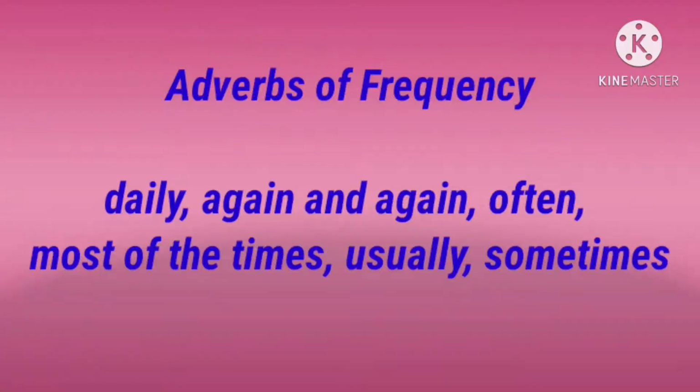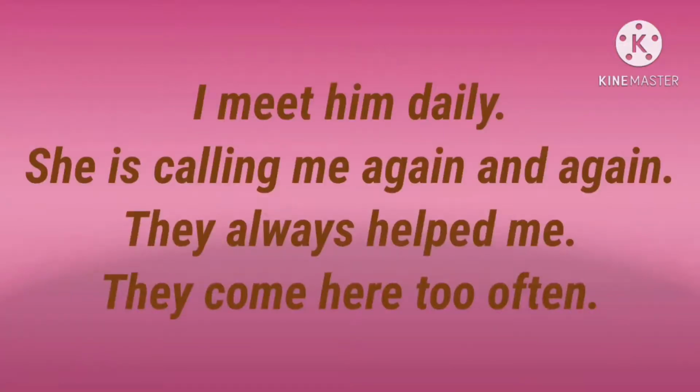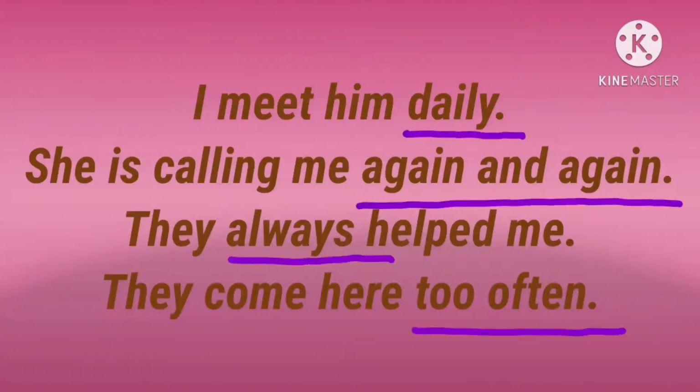Okay, children, now let's see some example sentences. I meet him daily. Here, which is an adverb? Yes, daily is an adverb. Next, she is calling me again and again. So here, again and again is the adverb. They always helped me. Here, always is an adverb.